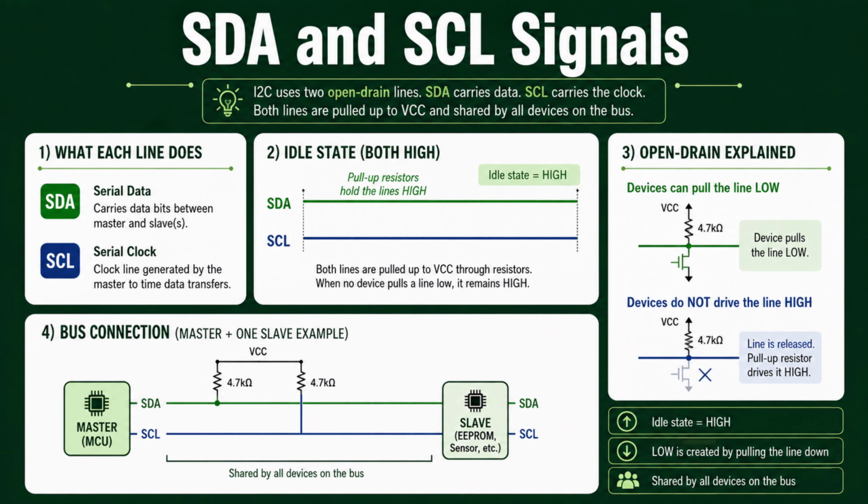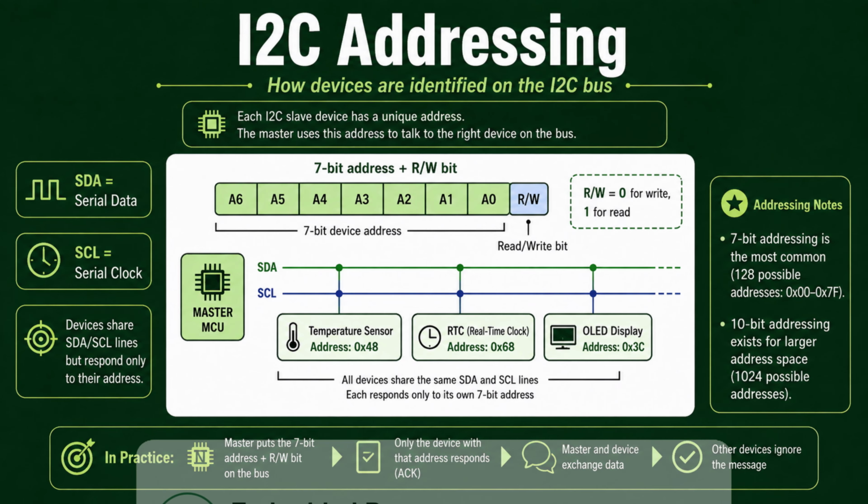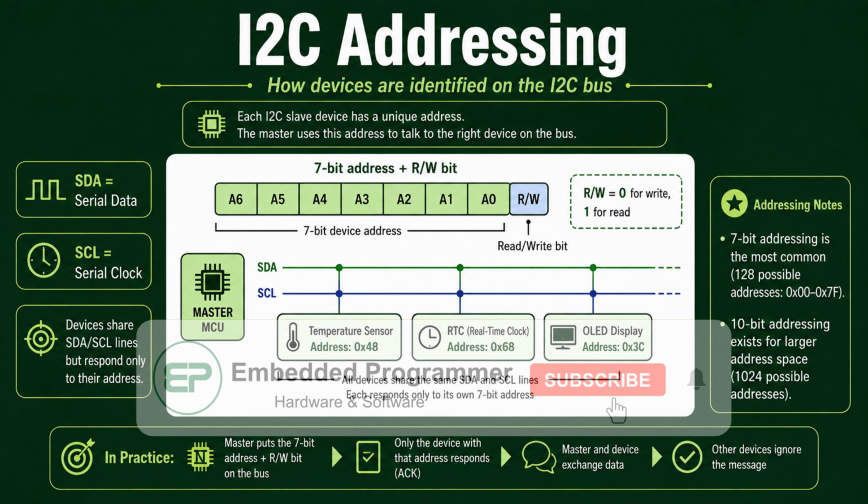I2C devices use open drain outputs. A device creates a logic low by switching its output transistor on and pulling the bus toward ground. To create a logic high, the device releases the line and allows the pull-up resistor to raise the voltage. Because every device follows this rule, multiple devices can safely share the same SDA and SCL wires without directly driving opposite logic levels.